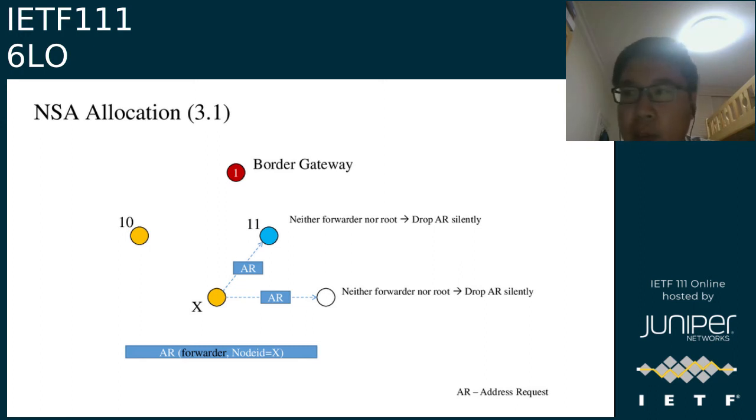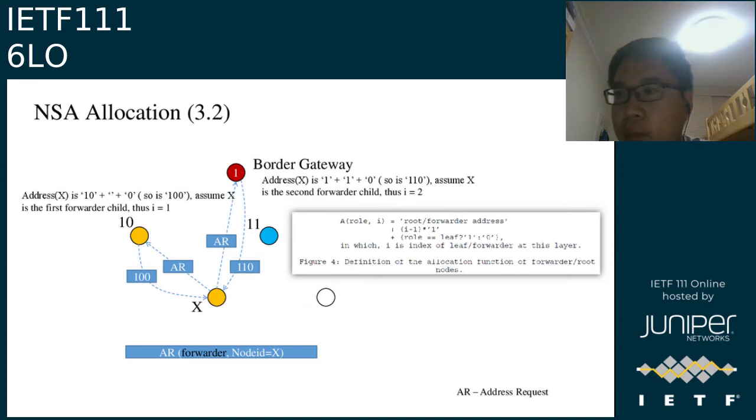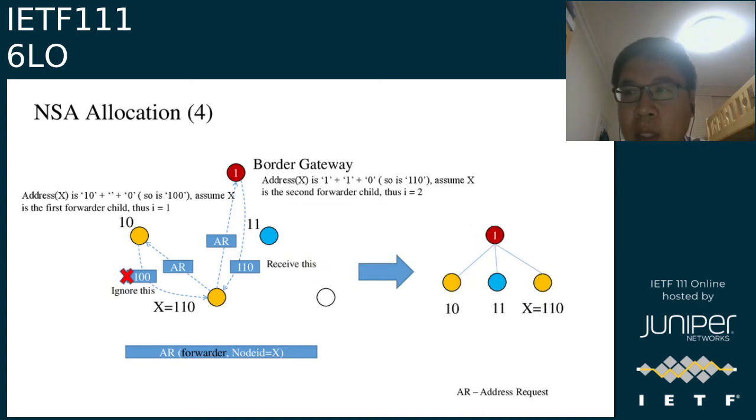A leaf and the white node will ignore and drop the message silently. And the forwarder node or root will execute the address allocation function to generate a new address for node X and send the response message to node X. So node X will receive many responses from its neighbors, maybe, and it will accept the first valid response and use that address, then ignore other late-coming responses.